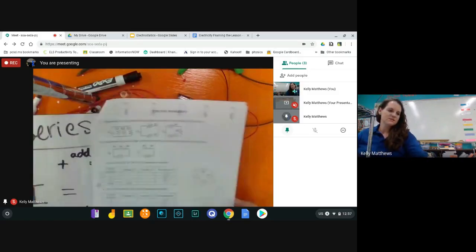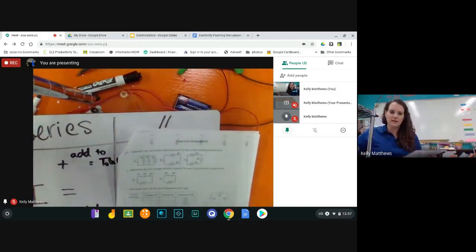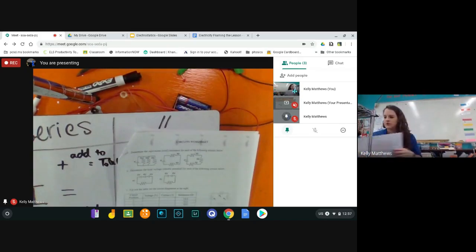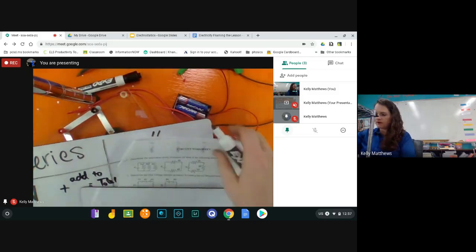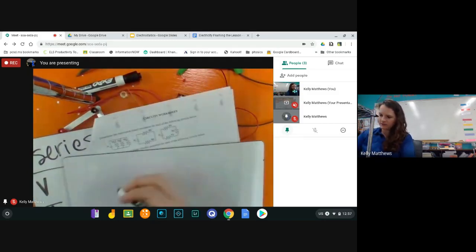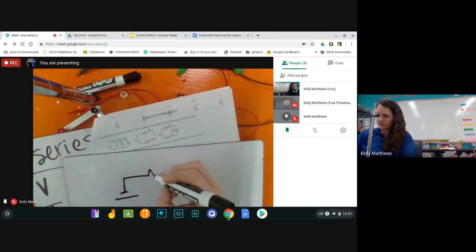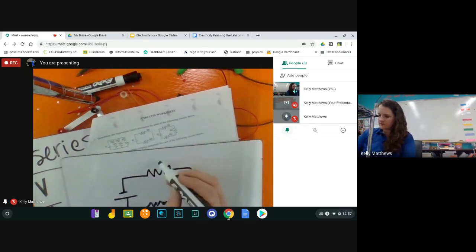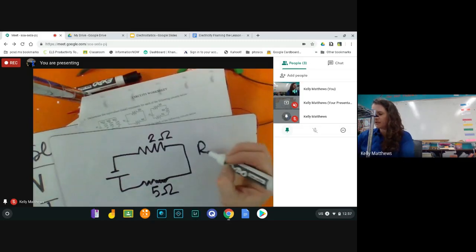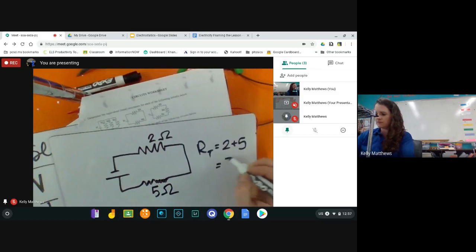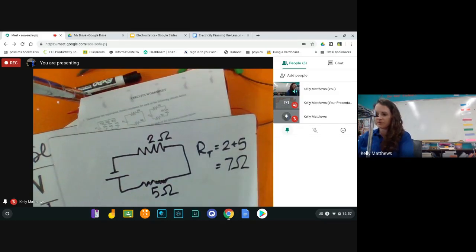All right, and those are just kind of small, so I'm just going to redraw it on this board. B part of this worksheet in your packet, we've got the battery symbol. We can tell it's a series because there's only one path. And this one says 2 ohms and this one says 5 ohms. And so in a series circuit, the resistances add, so the total resistance is just those two combined. The total resistance is 7 ohms.